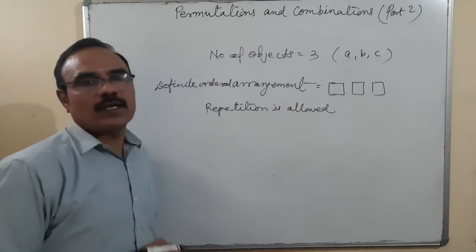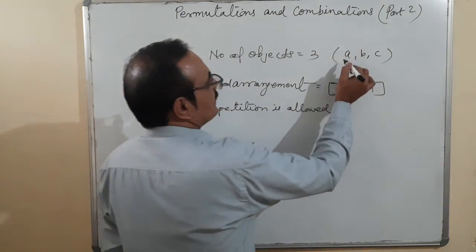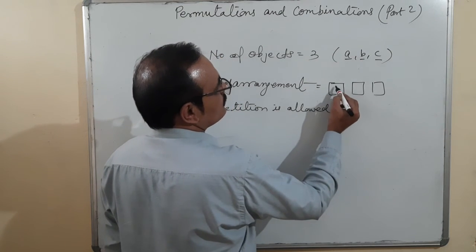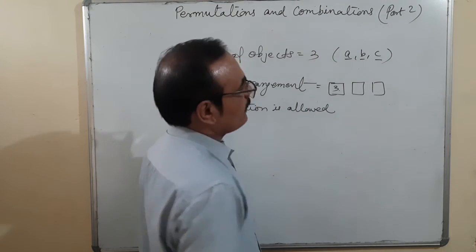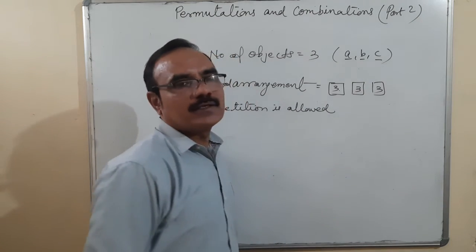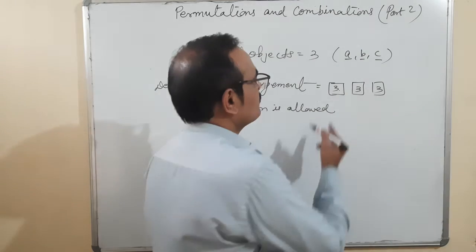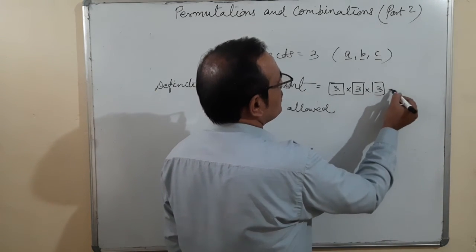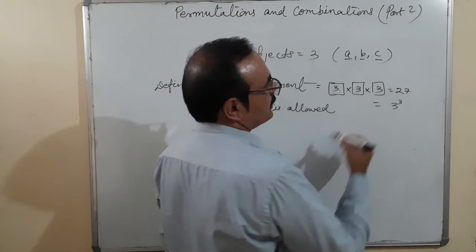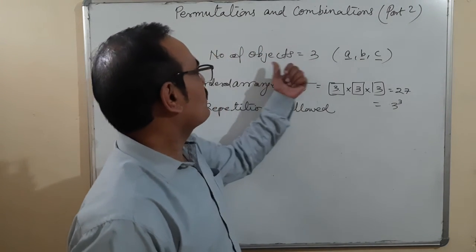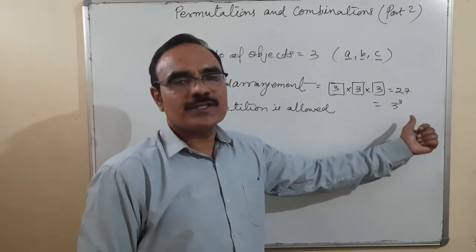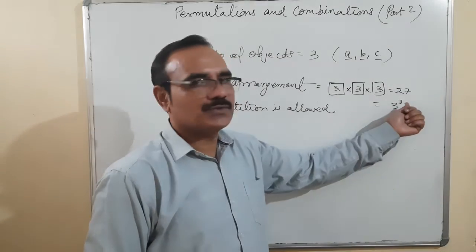If repetition is allowed, then what happens? A can be arranged, B can be arranged, and C can be arranged here. So the total number of ways of arranging here is 3. Here again A, B, C, and by the fundamental principle of counting, 3 multiplied by 3 multiplied by 3, what is the result? 27. And how does this 27 come? 3 to the power 3. So when the number of objects is 3 and repetition is allowed, then the total number of ways to arrange it in a definite order is 3 raised to the power 3.